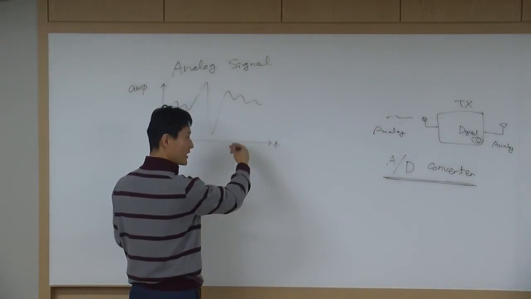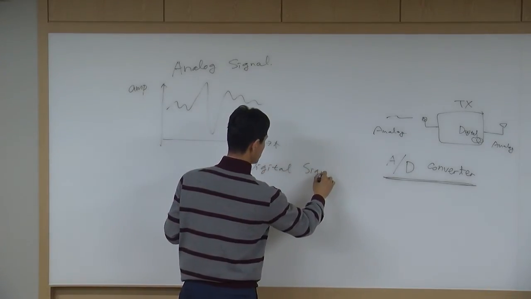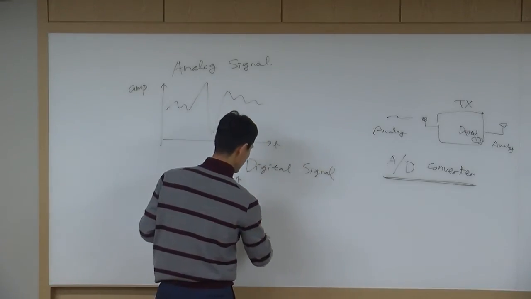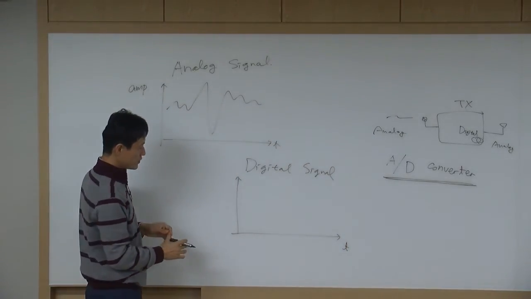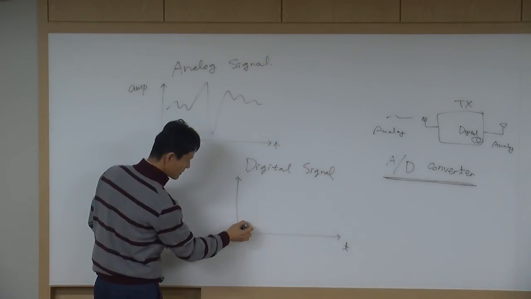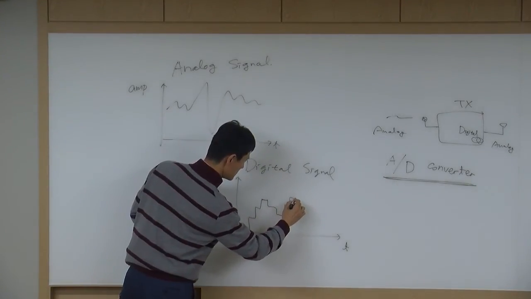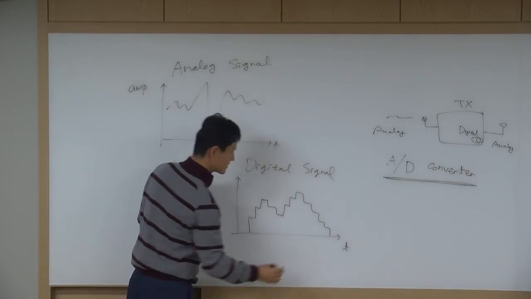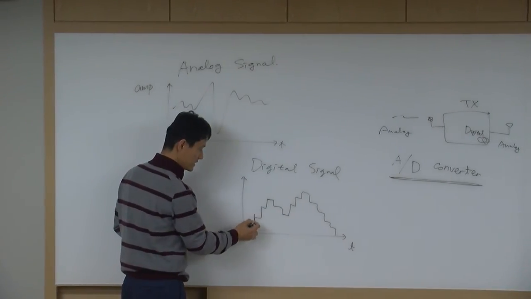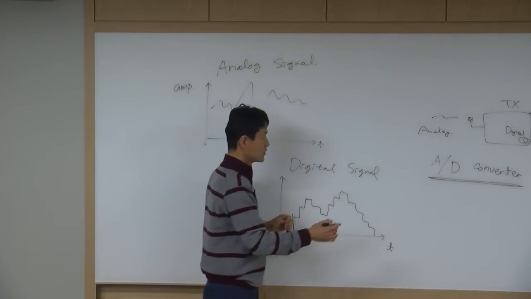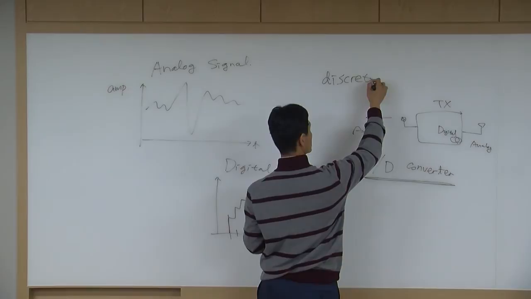However, that's the analog signal. What about digital? A digital signal looks very different. This is time. In digital signals, now you have something like this. This is just an example, right? What that basically means is that in time, it's discrete time. You know what that means, right? Discrete time. Not continuous, discrete.